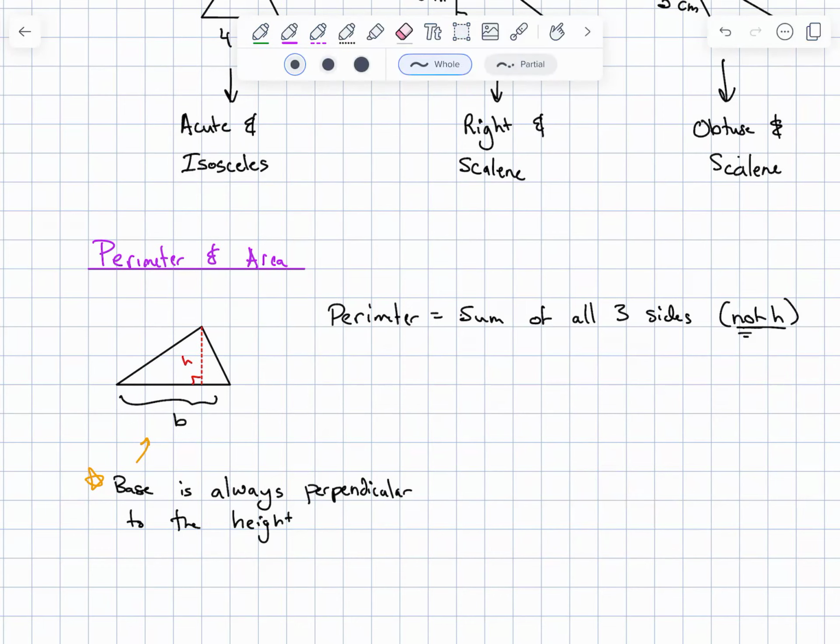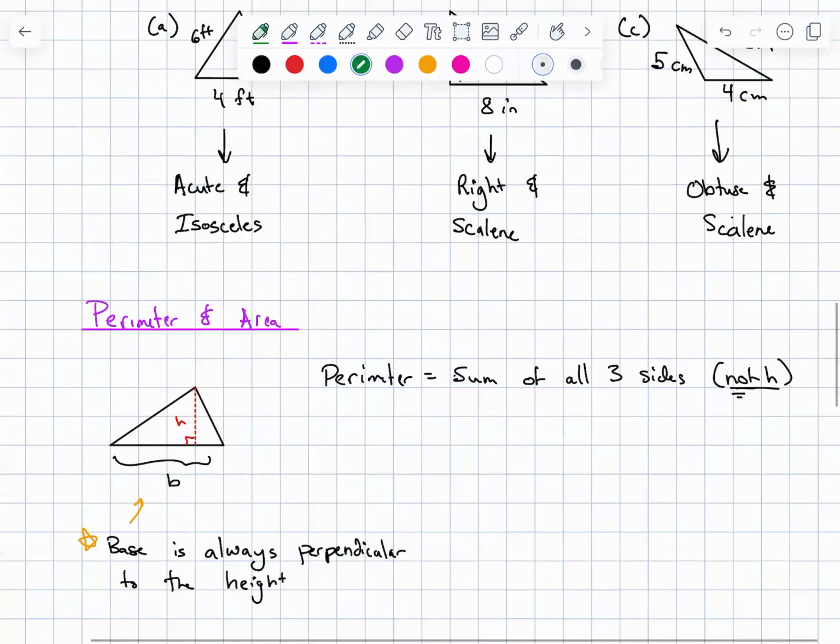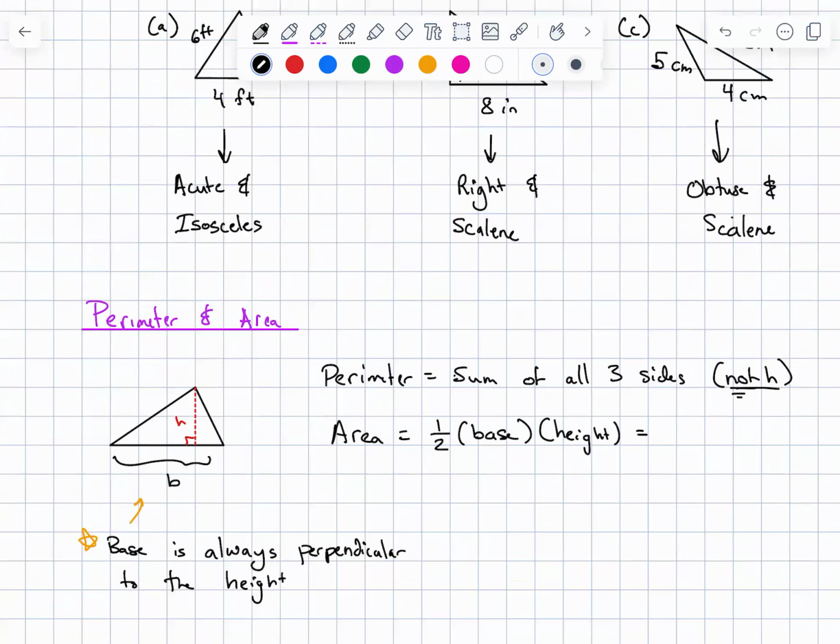So back to the point, the area formula. The area of a triangle is equal to 1/2 the base times the height, or more preferably 1/2 b times h. That's the way we usually write it so that we don't have to write out long words.